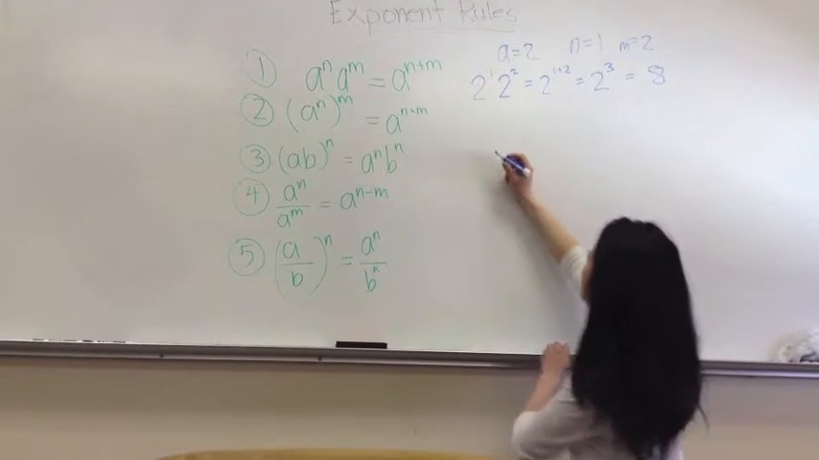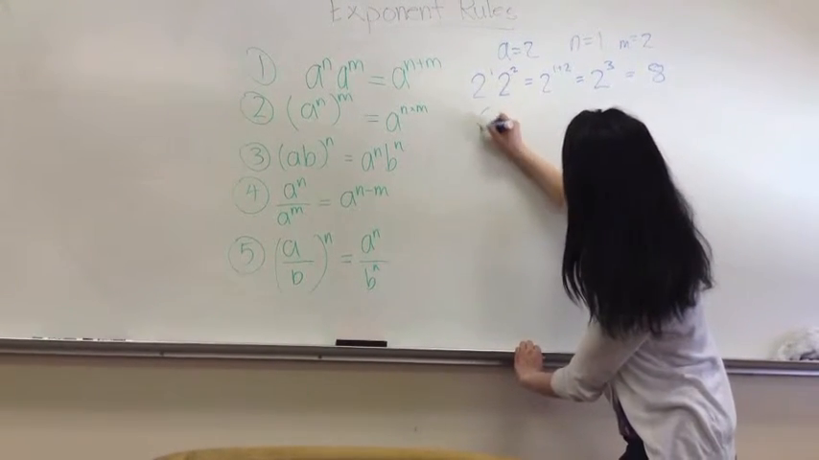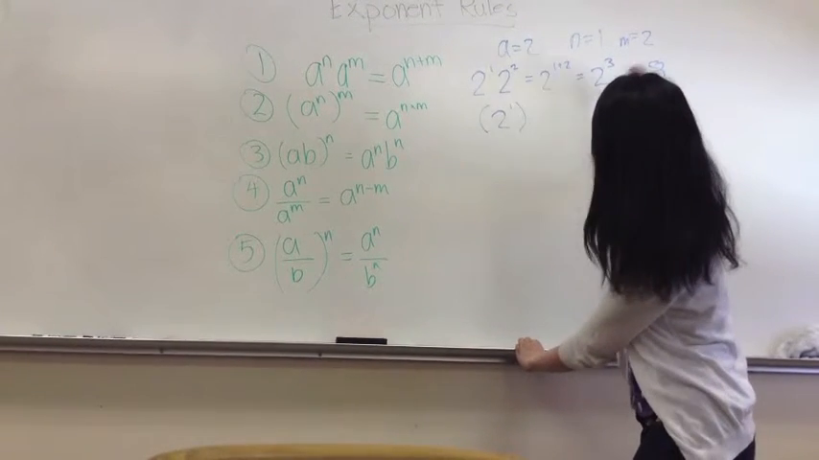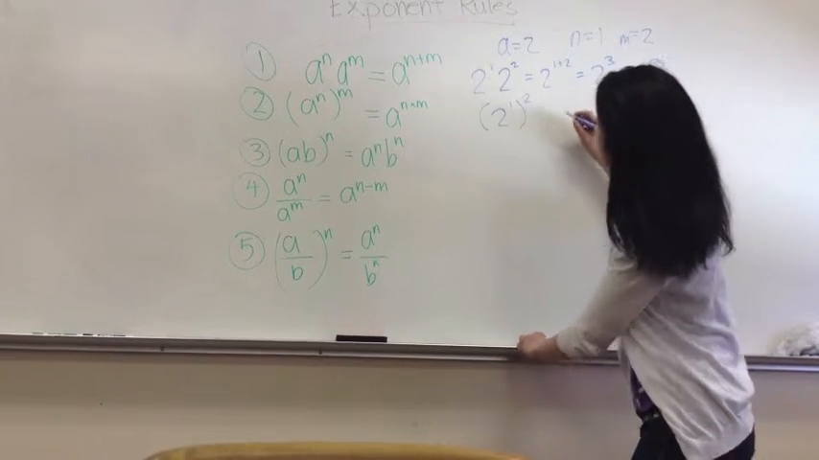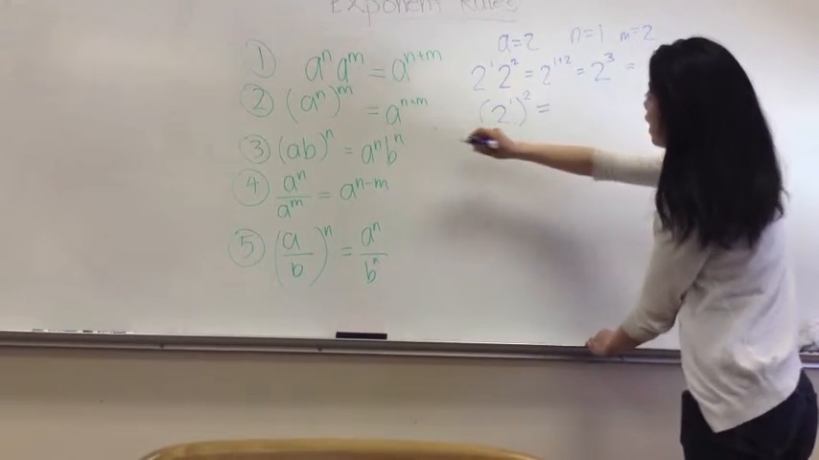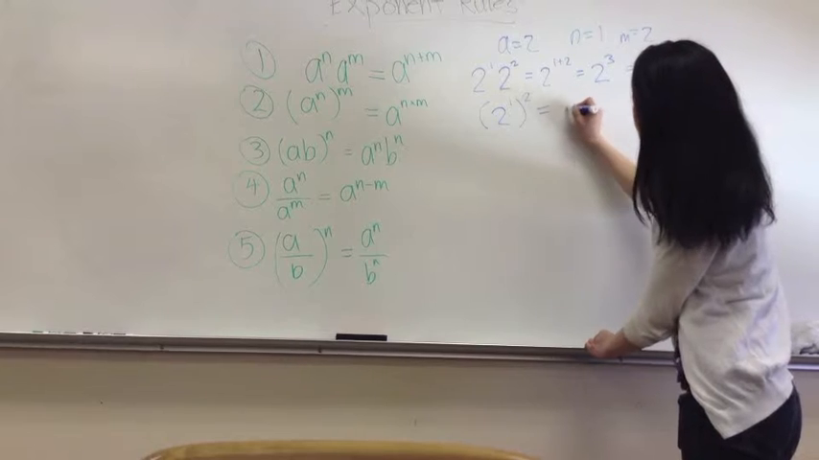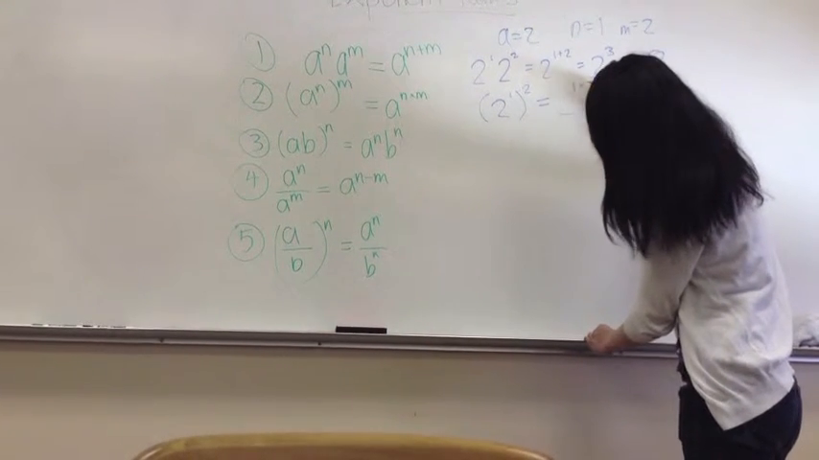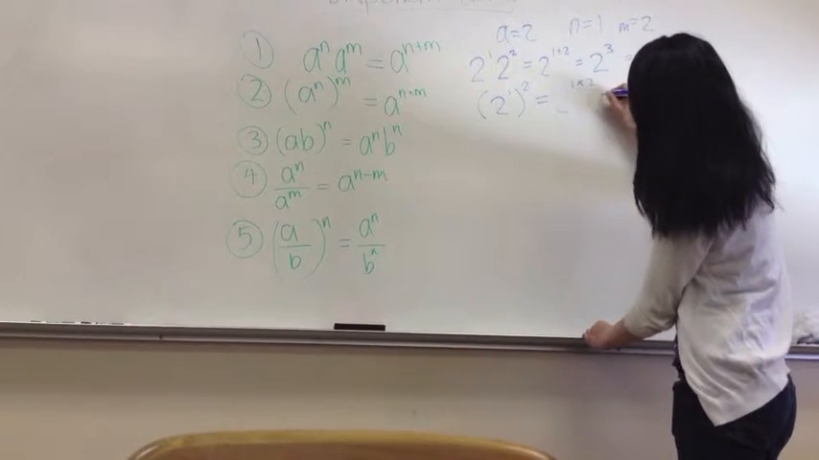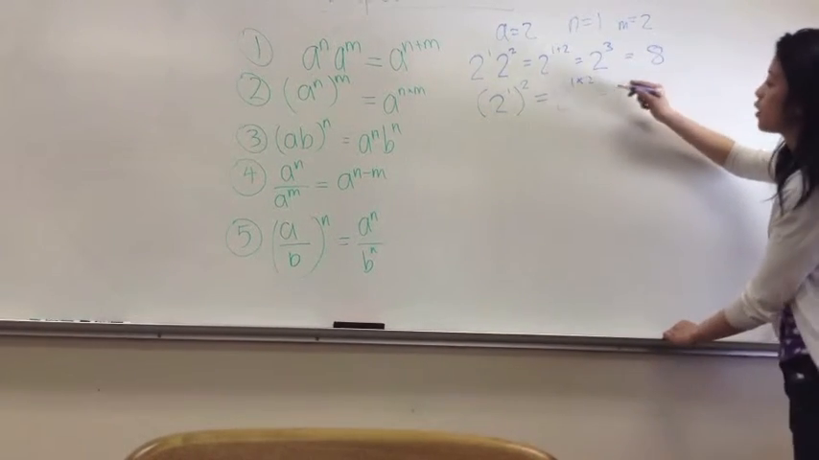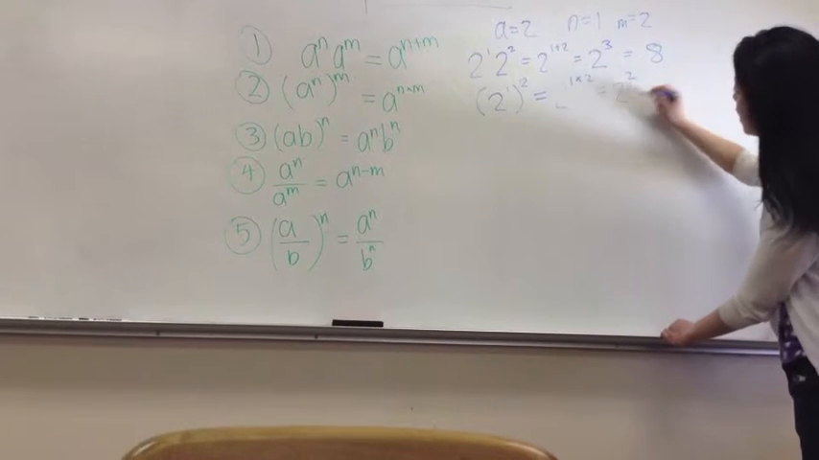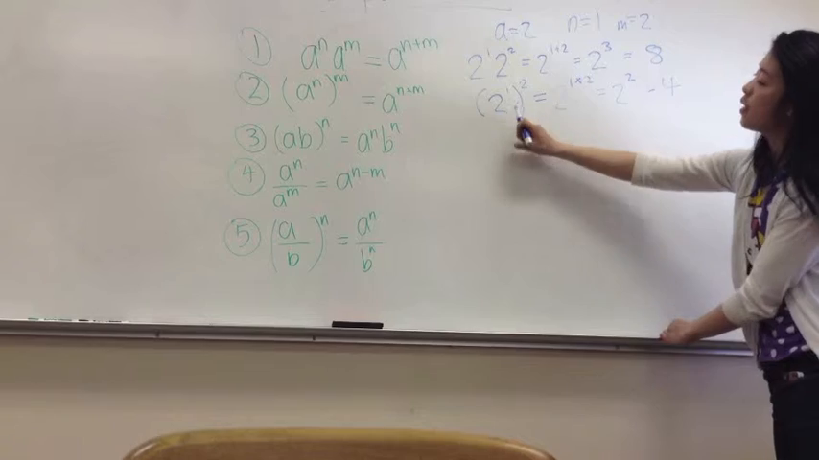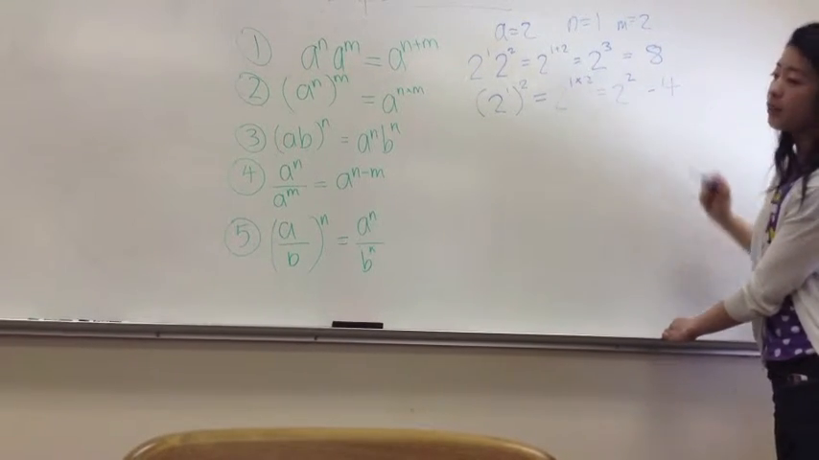We would have then parentheses 2 to the 1 and then to the 2 is equal to the same as a to the n times m. So that would be 2 to the n times m, 1 times 2, which is equal to 2, and 1 times 2 is just equal to 2, so 2 squared, and that is equal to 4. So then 2 to the 1, then to the 2, would just equal 4.